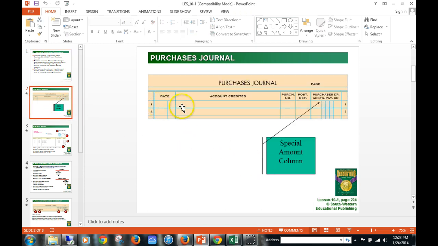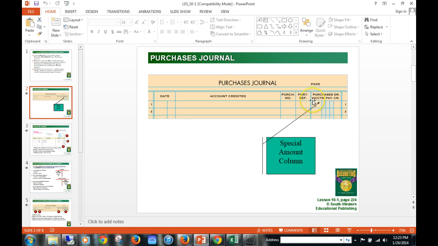You have your date. The account credited is going to be the accounts payable account from who you bought your merchandise from. So again, the business that you bought your merchandise from. You're going to have a purchase number, which is going to be the purchase number on the invoice. Post reference is when we go to post it to the ledger at a later date, maybe in a day or a week. We're going to take that account number and put it into this column right here to prove that we posted it to our ledger.